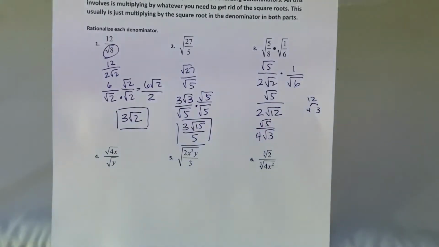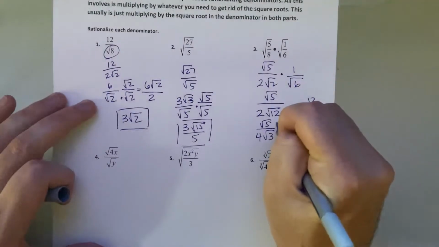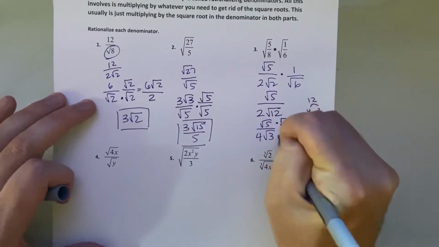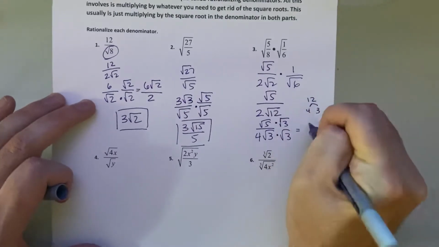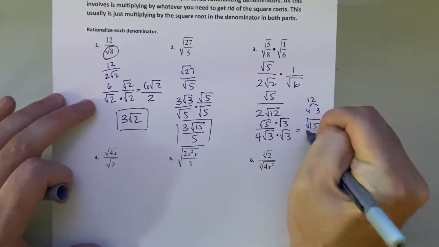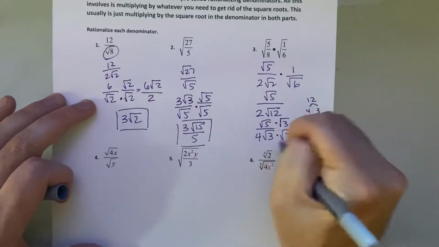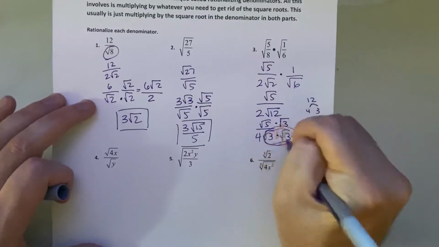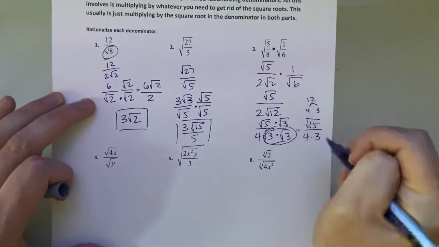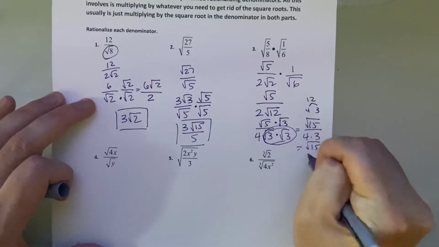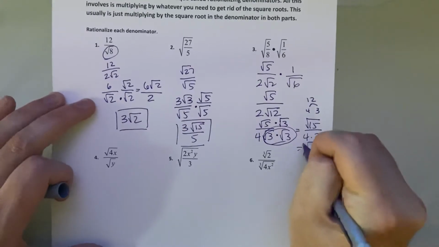Even though there's a constant in my denominator here, the only thing I need to multiply by is the square root. I don't mind the constant. So multiply by the square root of 3. This gives me the square root of 15 over, this becomes 3, that's 4 times 3, which is the square root of 15 over 12.